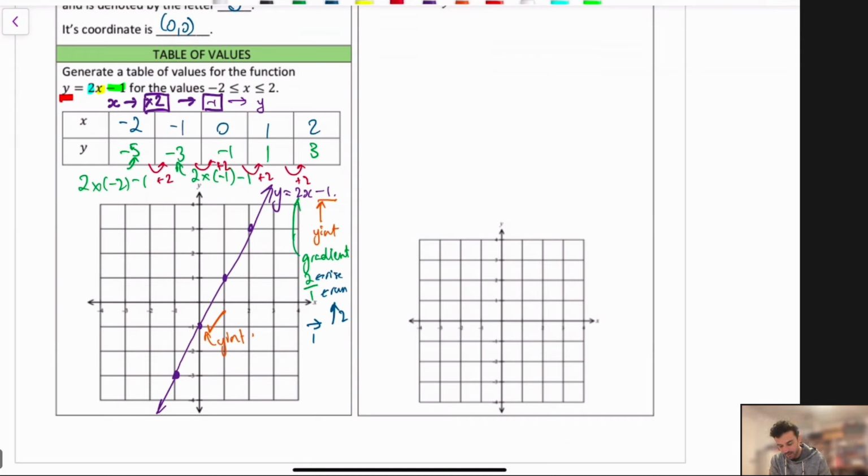Let's double check this works. Across 1 up 2, across 1 up 2. We can see it seems to be following that pattern too. So it's a bit of other theory that we learn a bit later, but we can review it now. Okay, let's have a look at the next one.